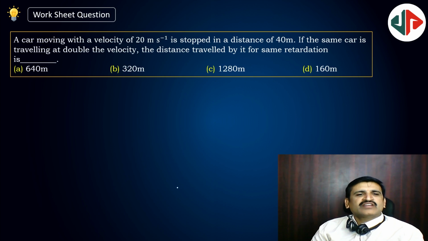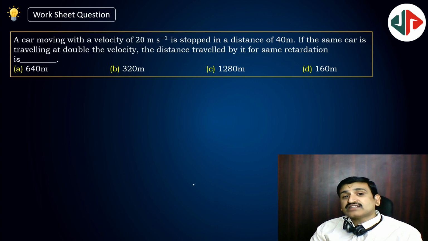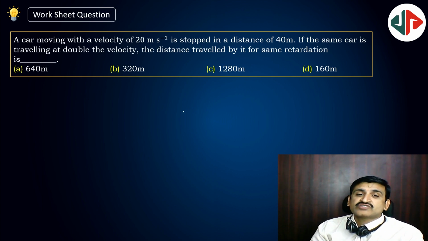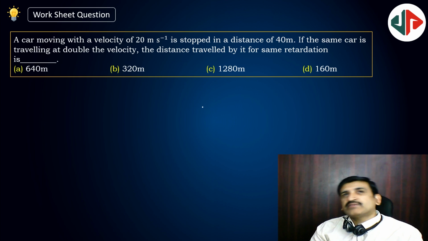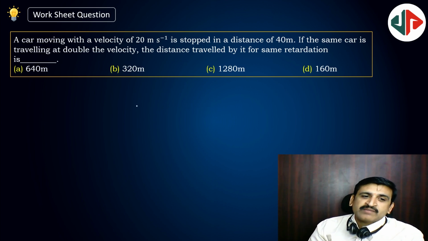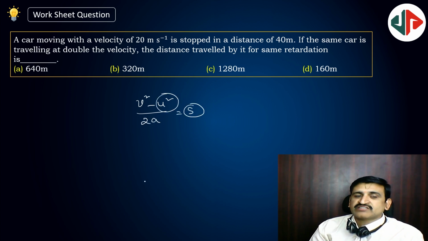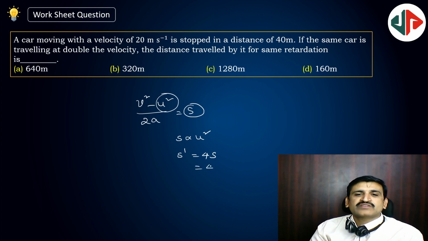A car moving with velocity 20 is stopped in a distance of 40 meters. If the same car is traveling at double velocity, what is the distance of stoppage for the same retardation, the same acceleration? Using v square minus u square equal to 2as, s is proportional to initial velocity square. If the initial velocity is doubled, then the stopping distance will be 4 times s. 4 into 40, 4 40s are 160.